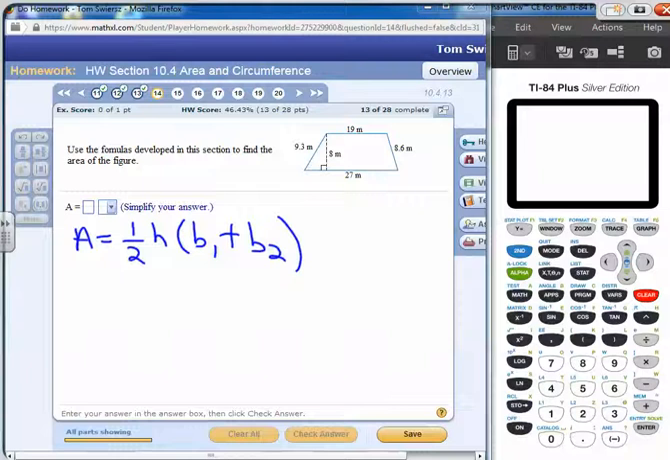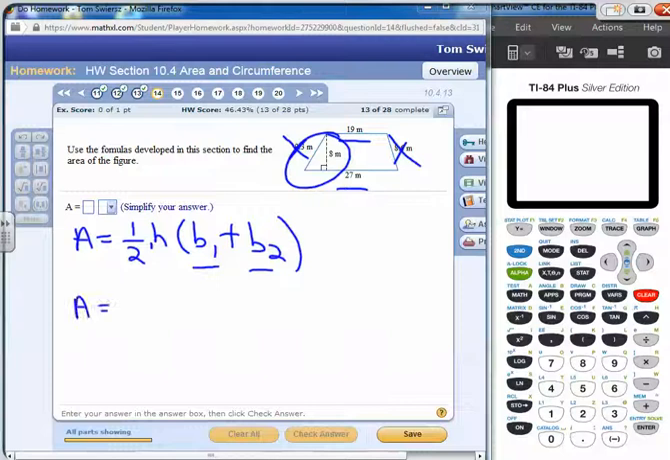Now, h is the height, it's the perpendicular. Right here you see the 8 has a right angle, it's perpendicular to the two bases, the two parallel sides, which are the 19 and the 27. So that's B1 and B2, and h is the height, the perpendicular. We don't even need to use the 8.6 and the 9.3. Those are the slanted sides, we don't use them.